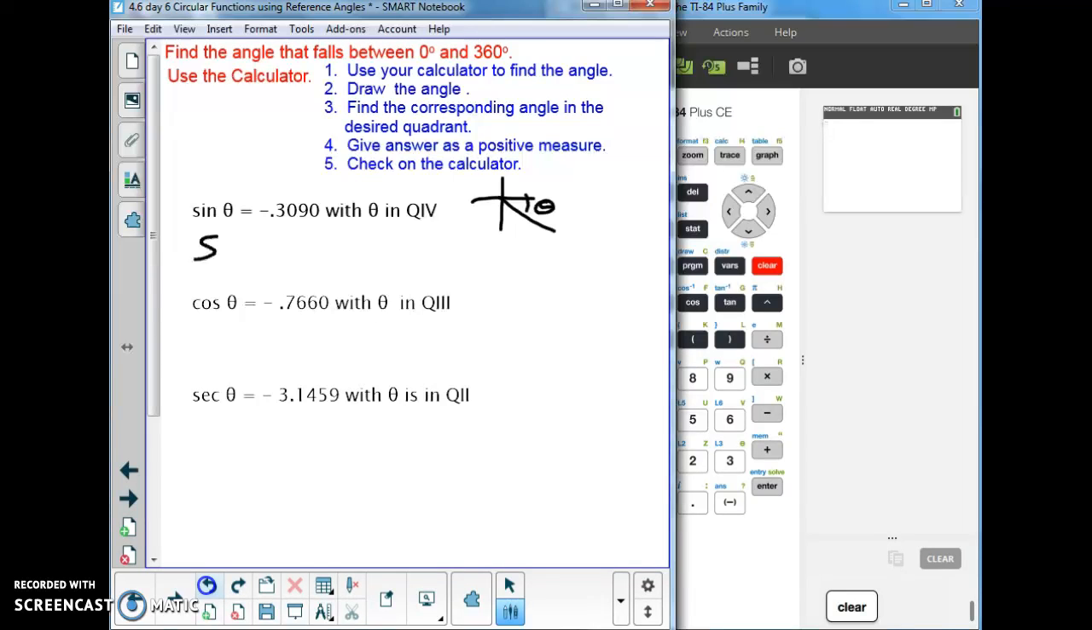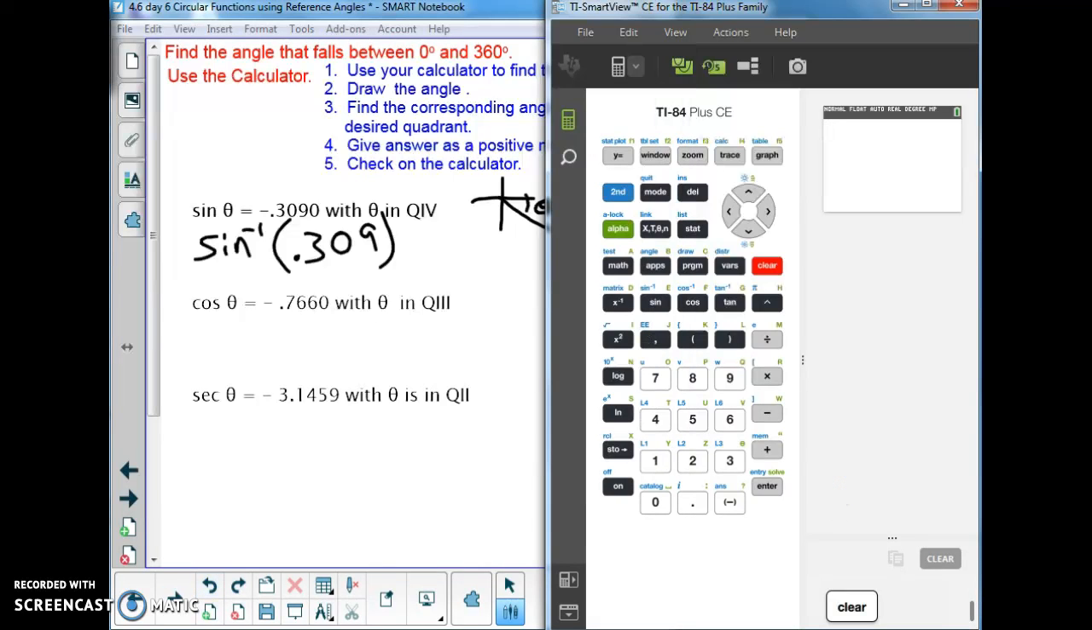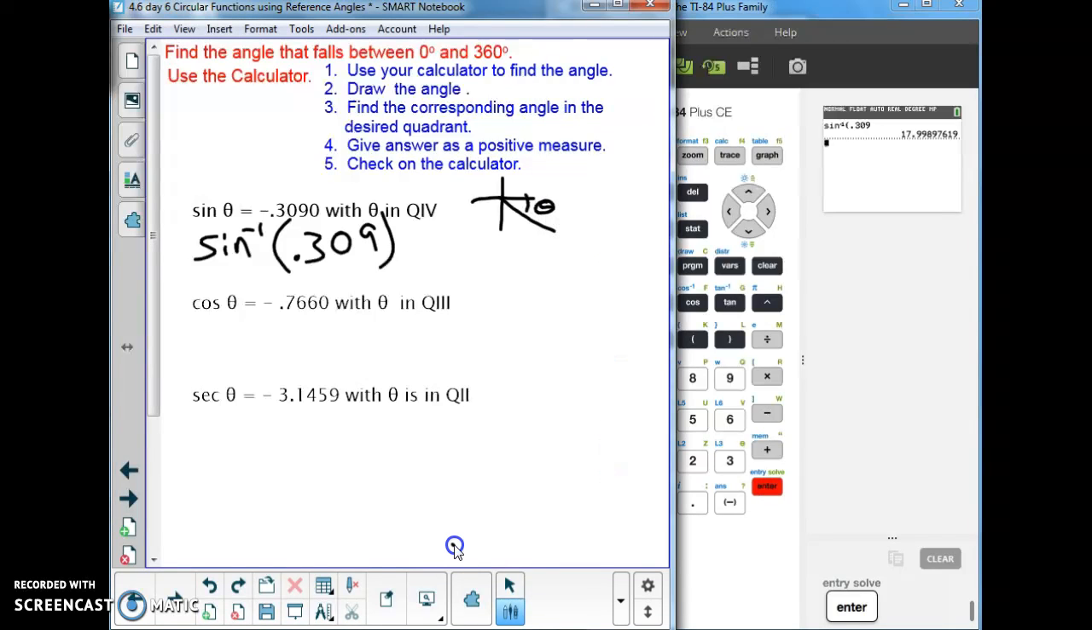So I need to use some inverse trig here. So sine with a little negative 1, and right here I'm going to disregard the negative, 0.309. Once I have that written out, let's go over to our calculator. Make sure we're in degrees. And we're going to calculate inverse sine, so second and then sine, 0.309. That's going to give me a value of 17.9. You know what? Let's just call that 18. So we have a value of 18. Our theta value is 18 degrees.